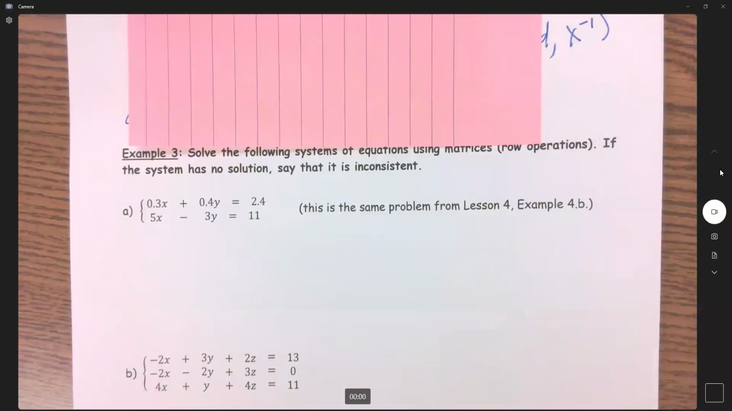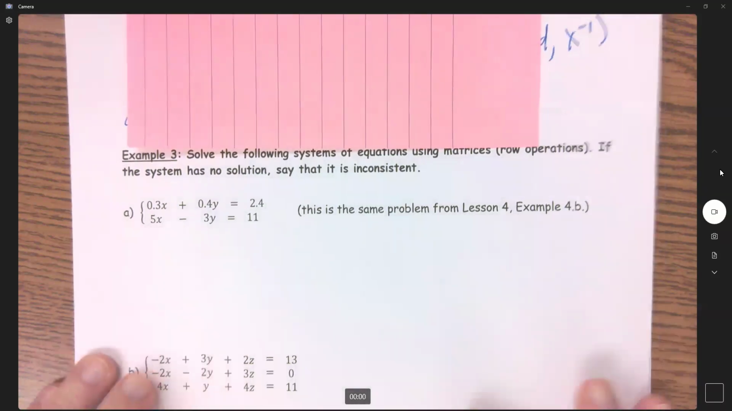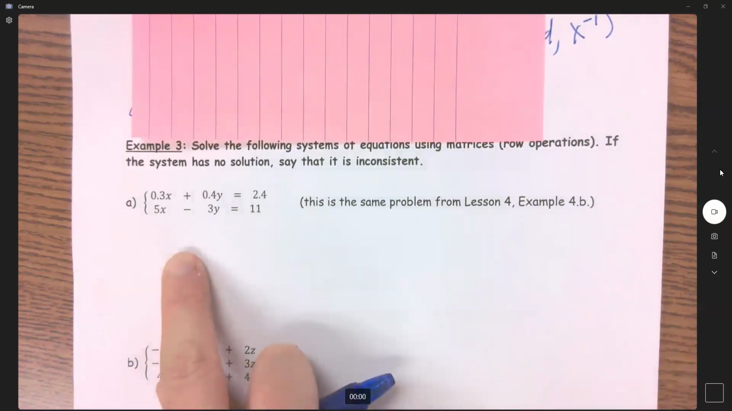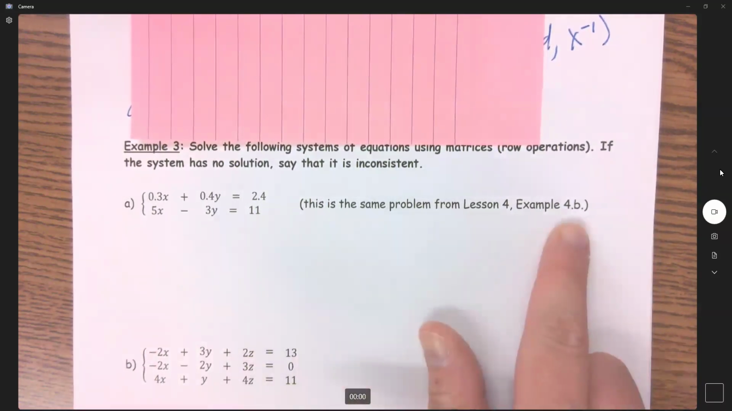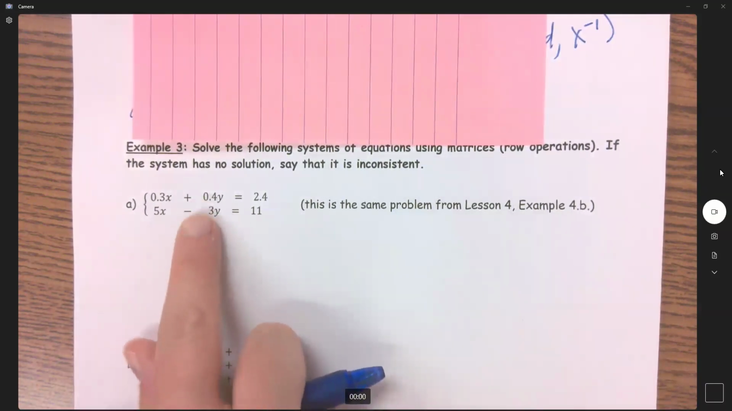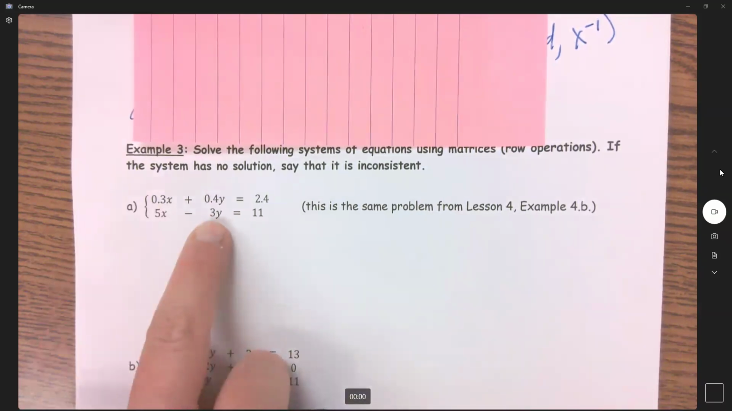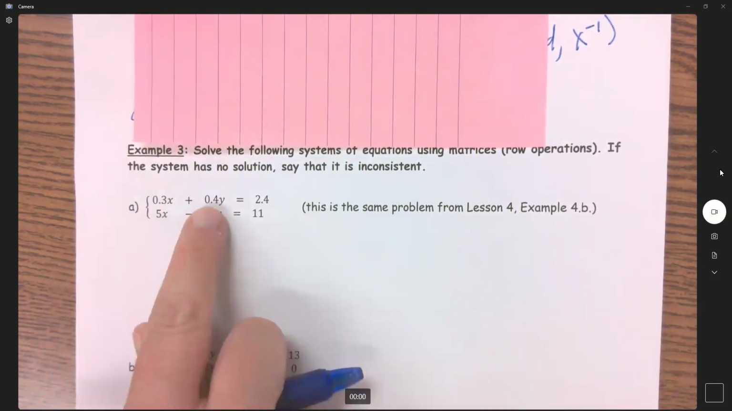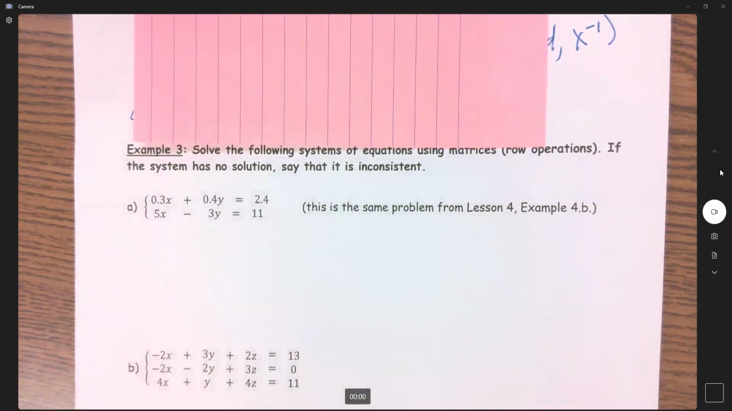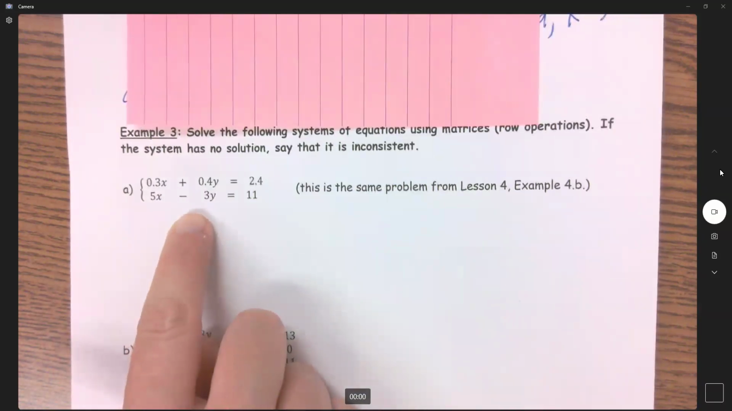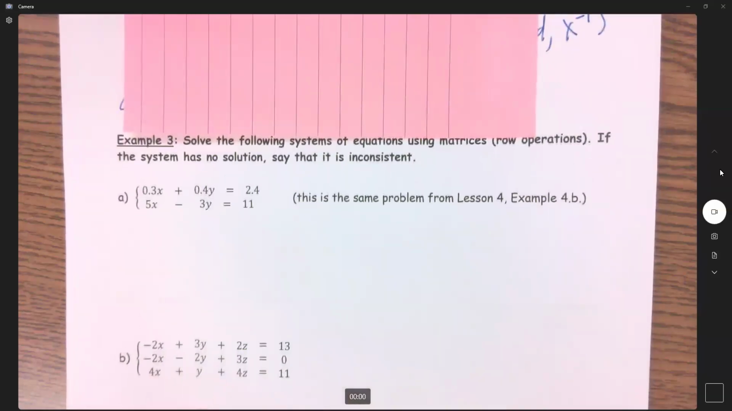So example 3 says solve the following systems of equations using matrix or row operations. If the system has no solution, say that it is inconsistent. Now, this problem we have already done in lesson 4. This was example 4b. We used elimination to cancel out our y's by multiplying the top by 3 and then multiplying the bottom by that 0.4. Now, whether it is two variables or three variables, you can use this calculator in this row reduced echelon form.